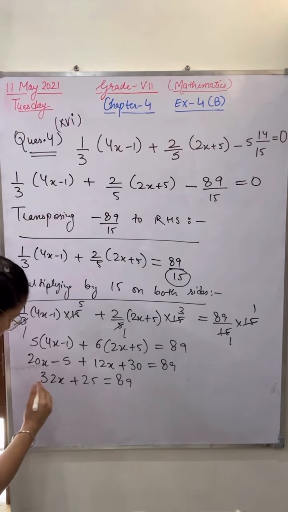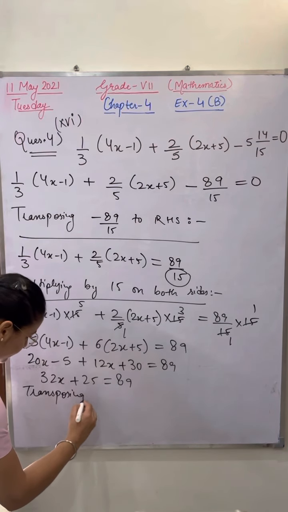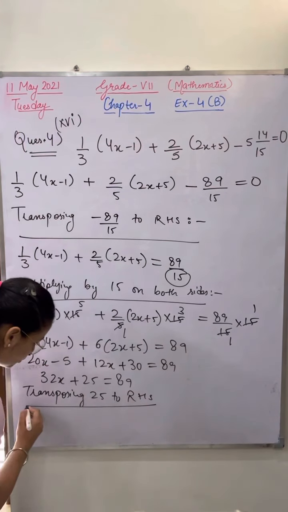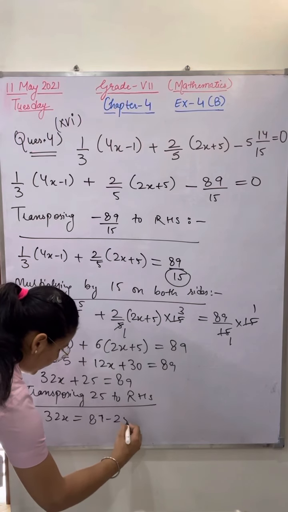32x will be here. Now you have to apply the transposing method. Transposing 25 to the right hand side. So what will be left? 32x is equals to 89 minus 25.